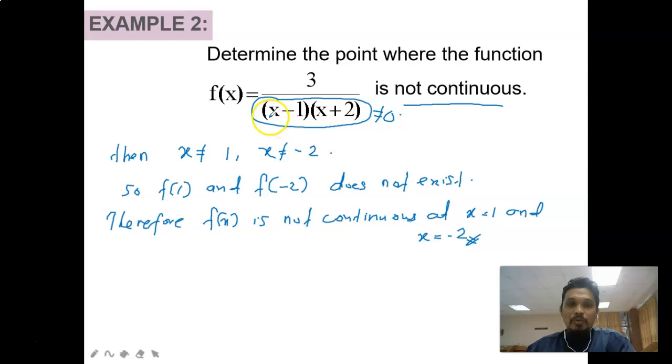So when x equal to 1, 1 minus 1 equal to 0, 0 multiplied with any value equal to 0, then 3 over 0 is undefined. Same thing goes for x equal to negative 2 here. Negative 2 plus 2 equal to 0, multiplied with something equal to 0, 3 over 0 is undefined. Okay.